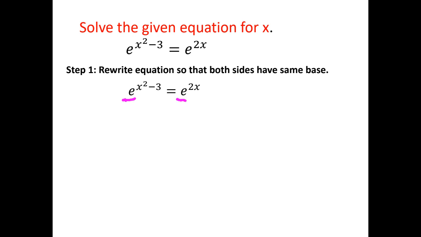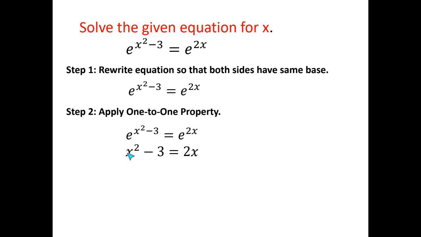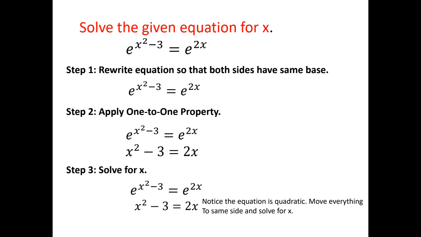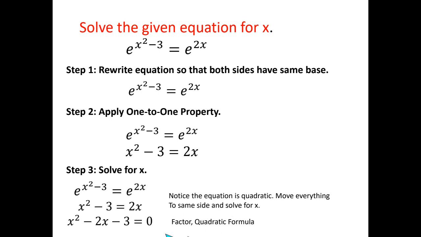So now that they both have the same base, we can set the exponents equal to each other. x squared minus 3 equals 2x. Notice that this is quadratic. In chapter 2, we covered quadratics, or you will be covering quadratics. And if I subtract 2x to the left side, since we need everything on one side, I'm going to have x squared minus 2x minus 3 is equal to 0.